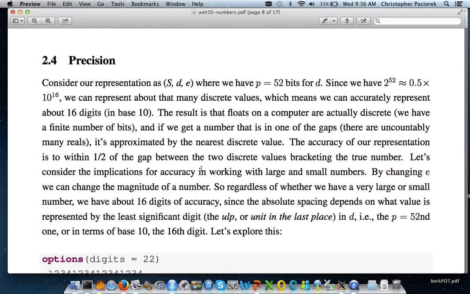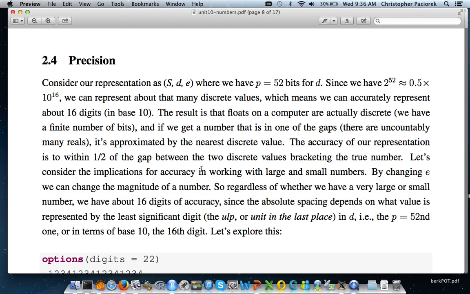Okay, so that means that we can store 2 to the 52 discrete different numbers. And 2 to the 52 is right around a half times 10 to the 16. So that's about how many discrete numbers we can store. That's going to give us some idea of how many numbers we can represent accurately. And what that means is that real numbers on a computer are not continuous, they're actually discrete, because we can only store a discrete number of them.